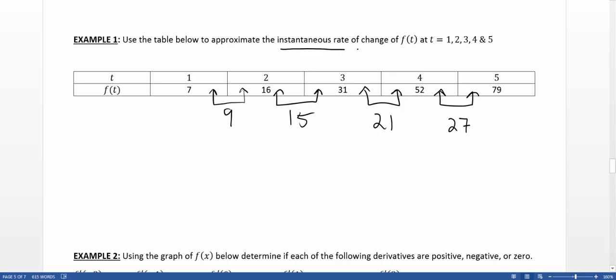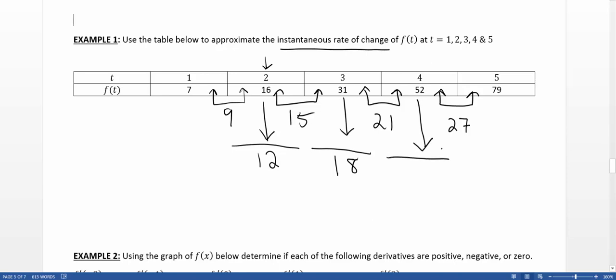But in this particular problem, I want the instantaneous rate of change. To get the instantaneous rate of change at 2, I'm going to use the average rate of change on the left and the average rate of change on the right, and I'm going to average those two numbers together. So 9 plus 15 is going to give me 24, divided by 2 is going to give me 12. So my approximation for the instantaneous rate of change at 2 is going to be 12 because I averaged the average rate of change on the left and the average rate of change on the right. Similarly, if I wanted to find the instantaneous rate of change at 3, I would average 15 and 21, which would give me 18. At 4, I would average 21 and 27, and averaging those together would give me 24.